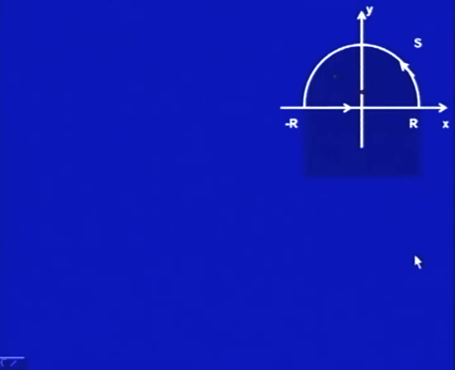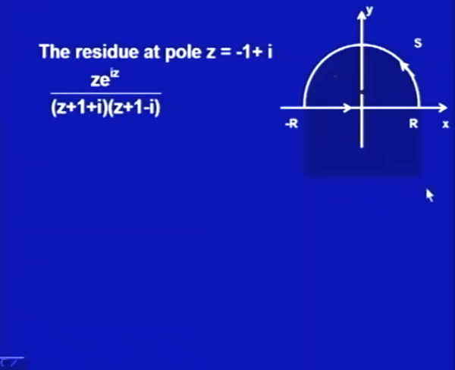The closed contour which I would be taking consists of the semicircle S and the segment from minus r to plus r on the real line. So we are taking this semicircle bounded by the real line from minus r to plus r. My pole in the upper half plane is only this minus 1 plus i. This is the isolated singularity, and it is only in the upper half plane. By the residue theorem, the integral along this contour should be equal to 2 pi i times the residue at this point.